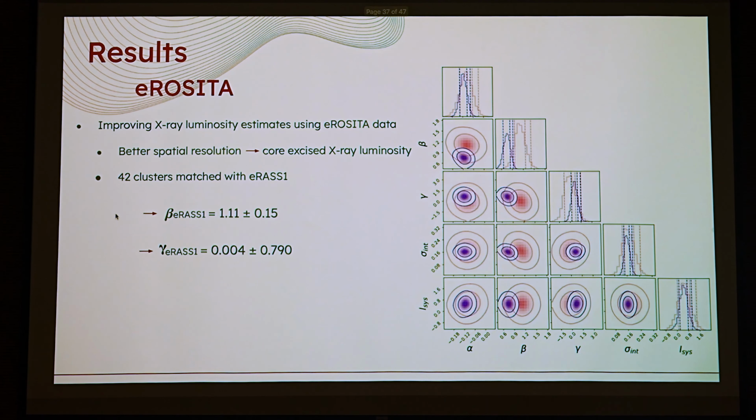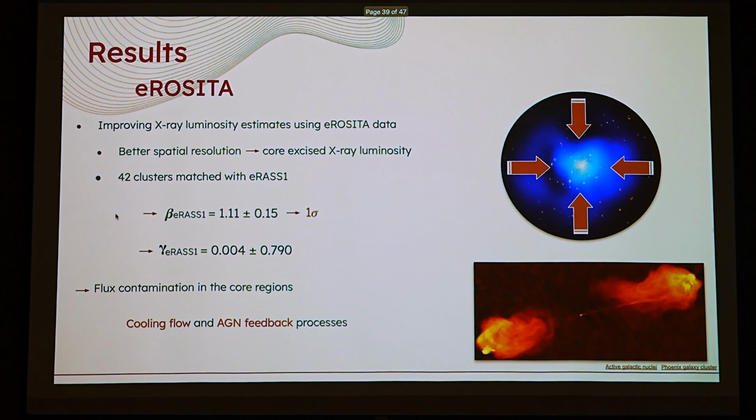And we made the entire fit again. And what we found was actually a much better agreement with self-similarity. So the slope value actually agrees within 1 sigma, and the evolution parameter really couldn't be closer to 0. And what that tells us is that whenever you're calibrating this relation, there is indeed an effect of flux contamination in the core regions. And that's because in those regions, as we know, we have effects of cooling flow and AGN feedback. So if you have the spatial resolution for it, whenever you're making these estimations, perhaps it's better to use core-excised X-ray luminosity.